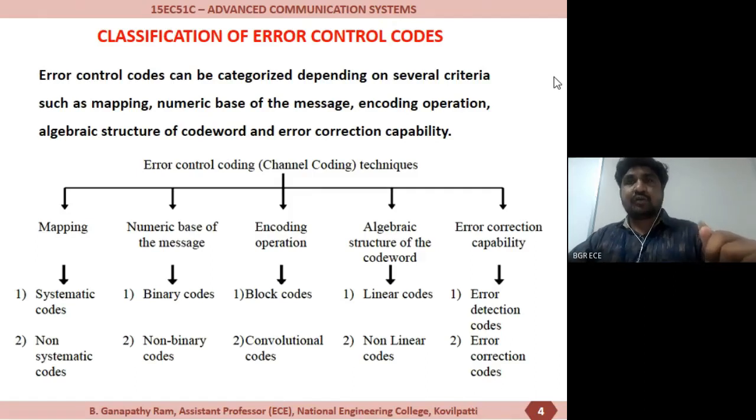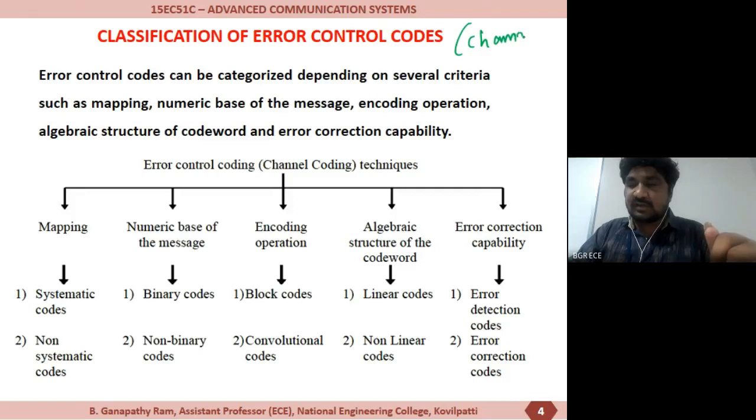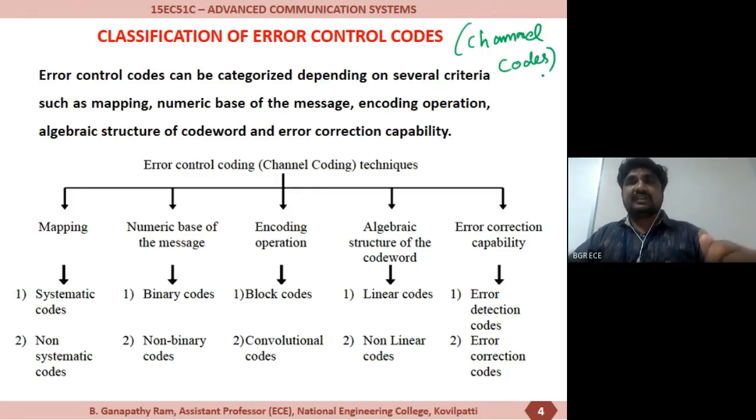Error control codes are otherwise called channel codes, which are used to add some redundant information along with the payload information in order to determine where the error has happened at the receiver side, and also to correct the erroneous bits present in the received data packets.